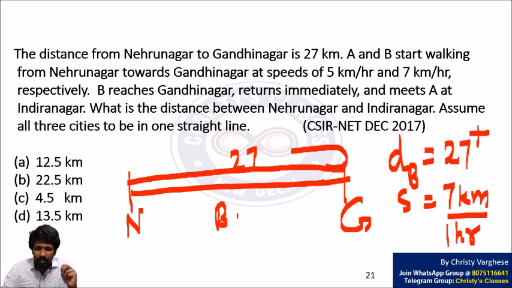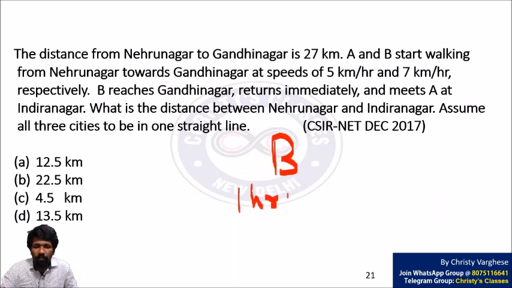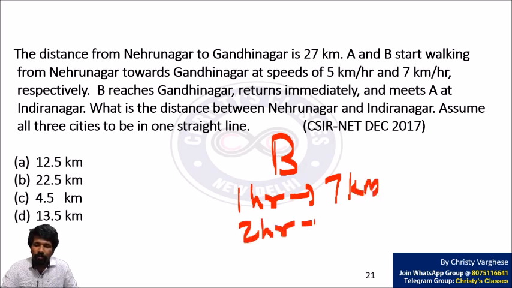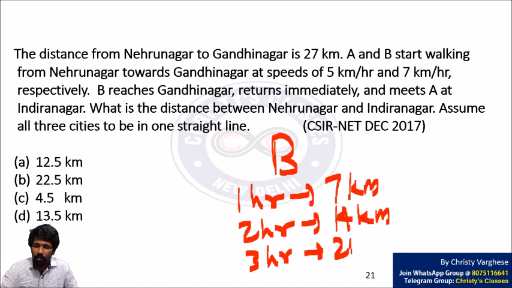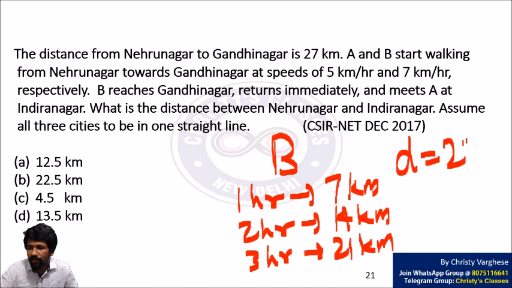So we will analyze B's situation. In 1 hour B will travel 7 kilometers. That is the meaning of 7 kilometer per hour. In 2 hours, 14 kilometers obviously. Just to make you understand the logical solution, I am writing this down. You can directly reach 3 hours actually. In 3 hours, 21 kilometers. 3 hours 21 kilometers means we know that the distance traveled by B is 27 kilometers or more, or confirm it is more than that, because B on the return journey is meeting A in Indira Nagar, that means somewhere in between Nehru Nagar and Gandhi Nagar.